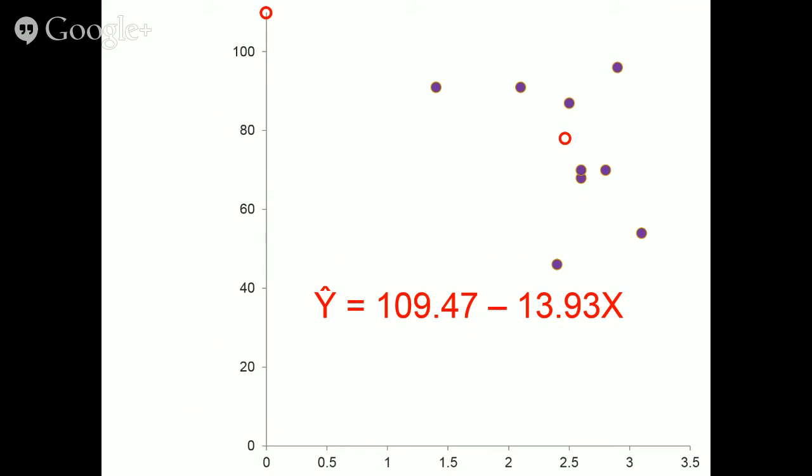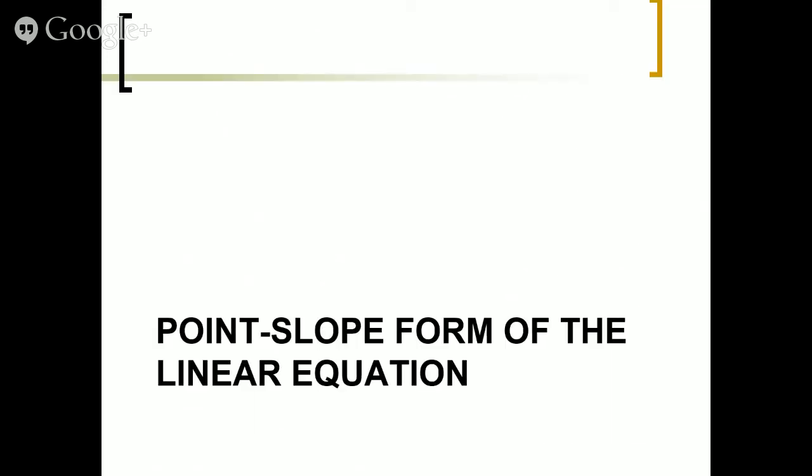intersect. So if you just want to draw something on a graph quickly, just draw a vertical line up from x where the mean is, a horizontal line over from the mean of y, and then the y-intercept, and take a ruler and draw a line through those things. So there's our best fitting line. The equation that describes it is y hat equals 109.47 minus 13.93x.